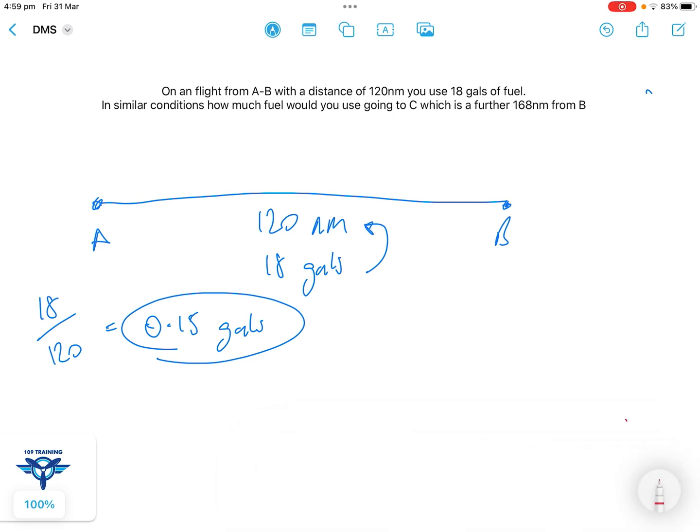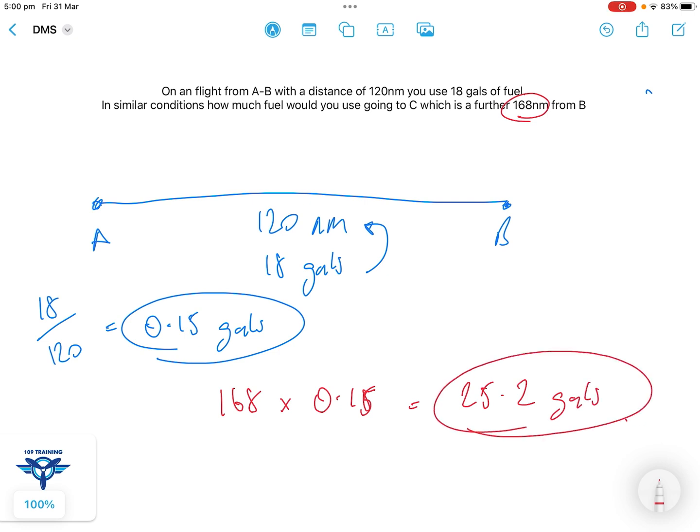So the next part of the question asks us with a different distance. Let's just change colour so it's a bit more obvious. So we know what we do with 120. What do we do with 168? All we do is our distance is 168. We know that we burn 0.15 gallons per mile, so we times the two numbers together. So 168 times by 0.15 in our calculator gives us 25.2 gallons, and that's our answer.